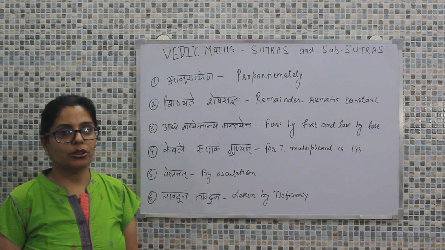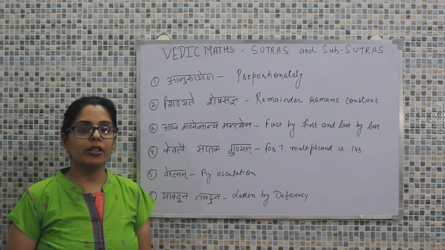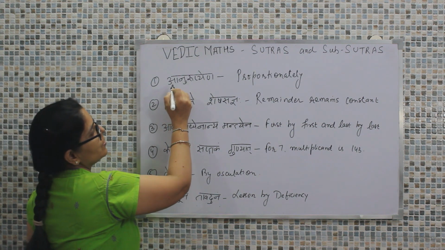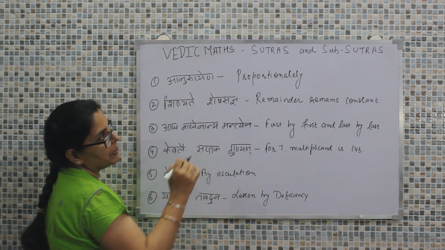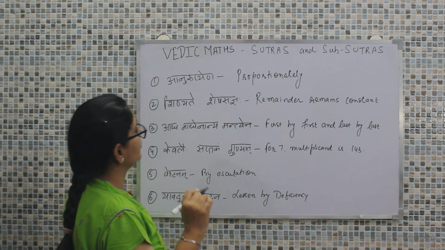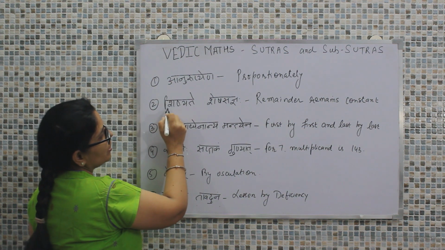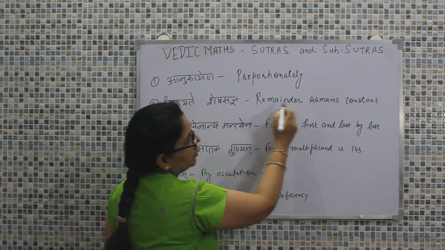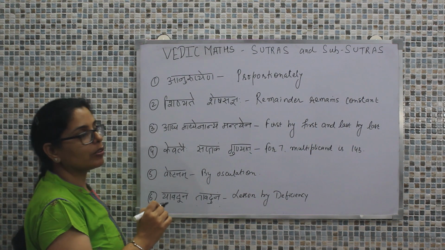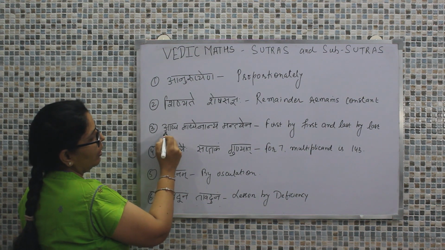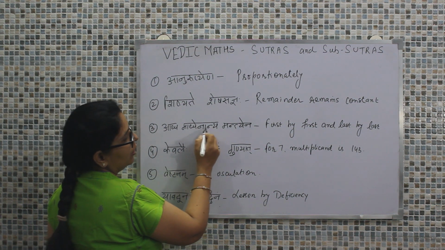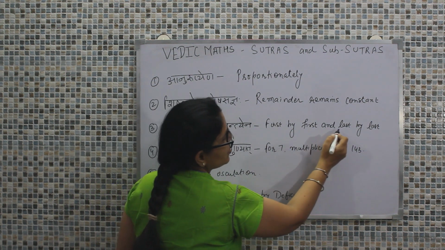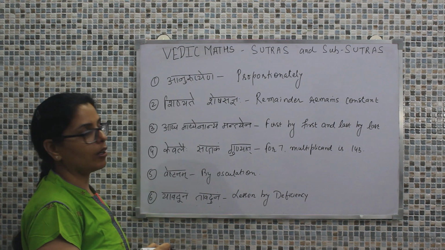Coming to the sub-sutras, in total there are 13 sub-sutras. Now coming to the very first sub-sutra, it is Anurupyena. It means proportionality. The second sub-sutra is Shishyate Sheshasamjnah. That is, remainder remains constant. The third one, Adyamadyenantyamantyena. That is first by first and last by last.